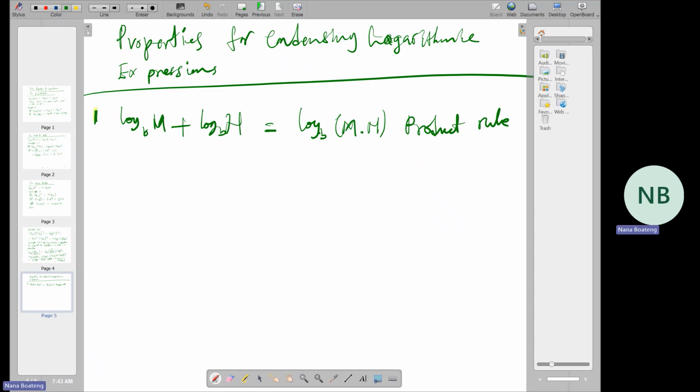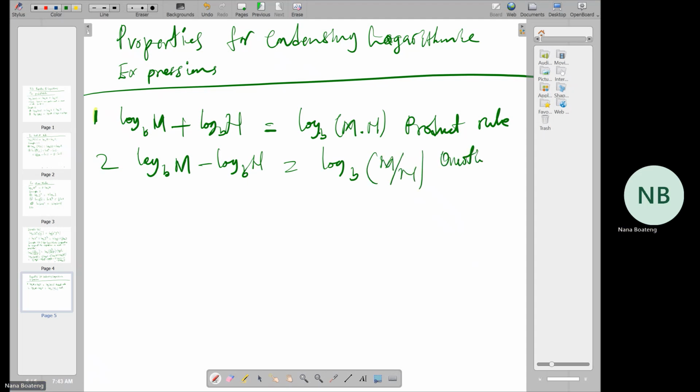So this is working backwards. Two, log to the base b of m minus log to the base b of n is equal to the log to the base b of m divided by n. And this was the quotient rule. And three, p log to the base b of m is equal to the log base b of m to the power p. And this is the power rule.